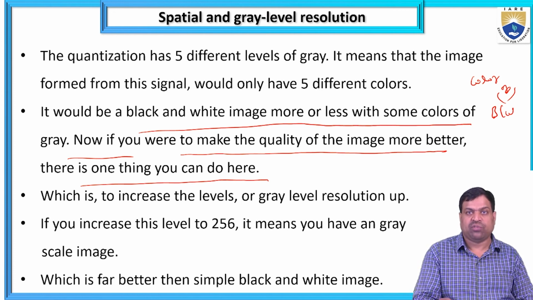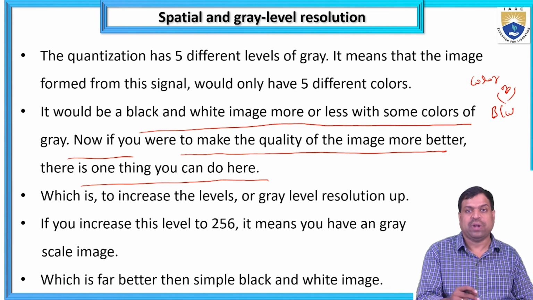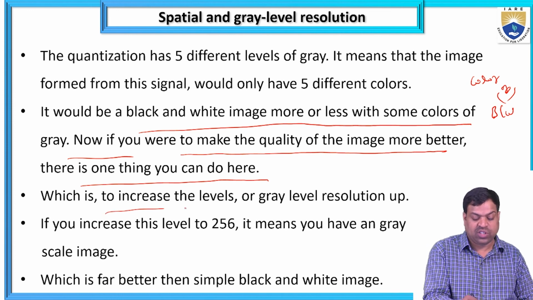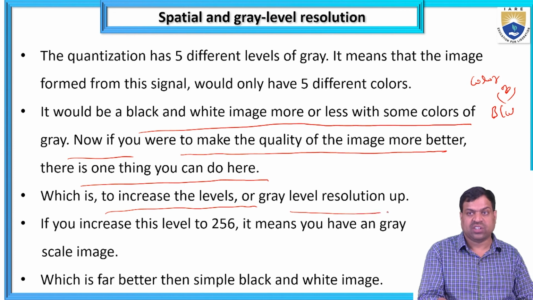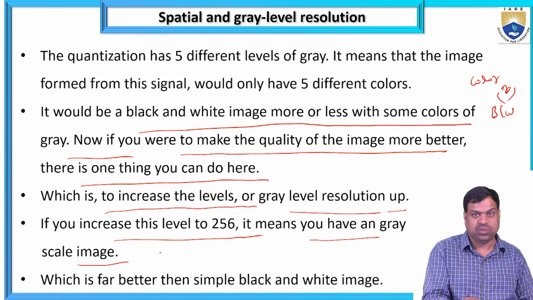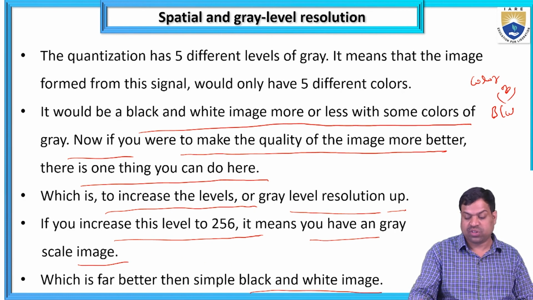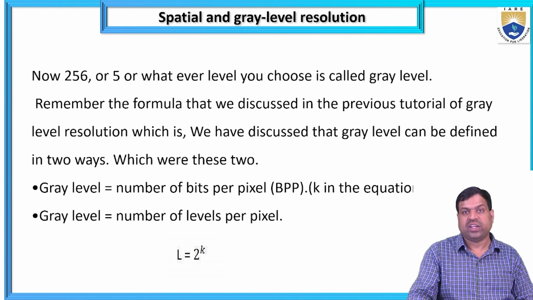So what are we choosing? There are 5 different gray levels. Some gray levels are for color images and some are for black and white images. So we have to increase the gray level resolution. Increasing to 256 means we have a grayscale image; we have black and white also. We are increasing it simply. So here I am taking 256 with 5 quantization levels.